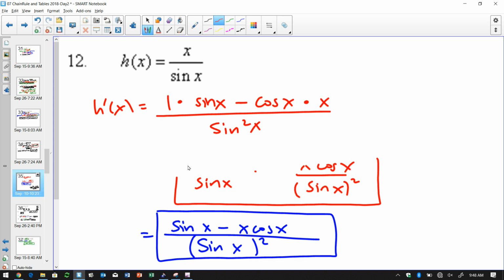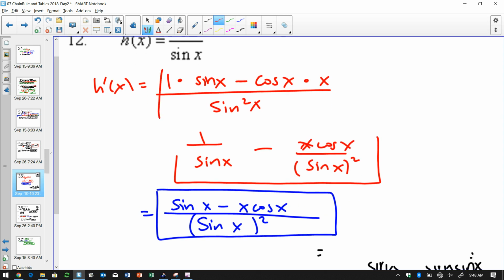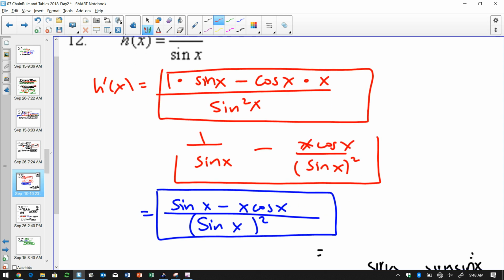If you did that, then this is what you got down here. I'm just going to try to rewrite it. You should have gotten this answer right here. So it's the same as when I did product rule. Okay. All right.